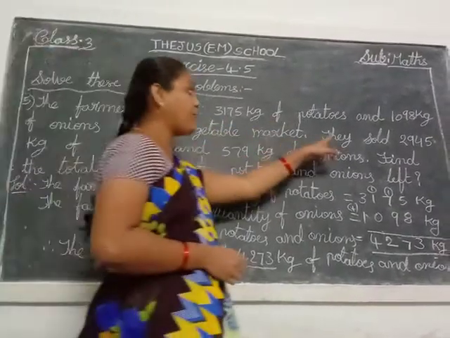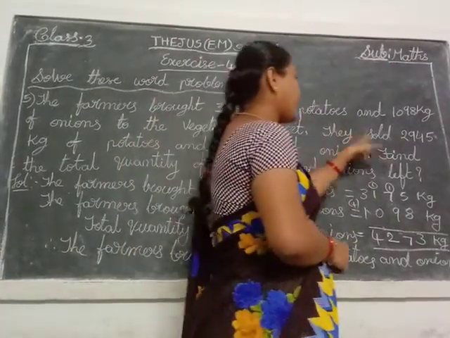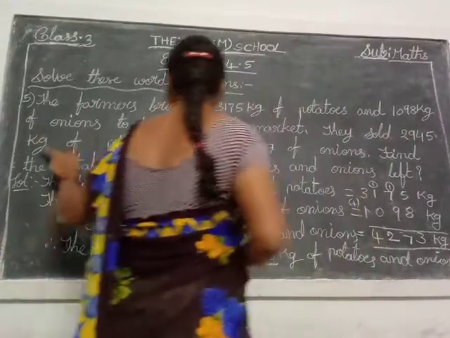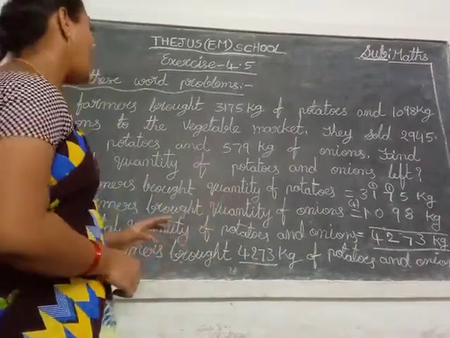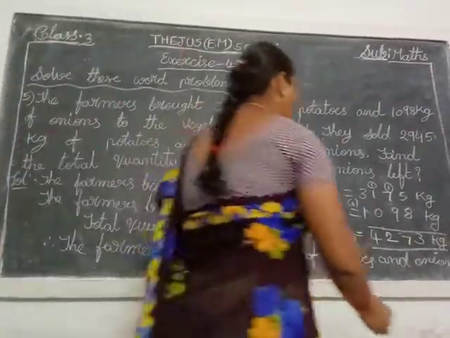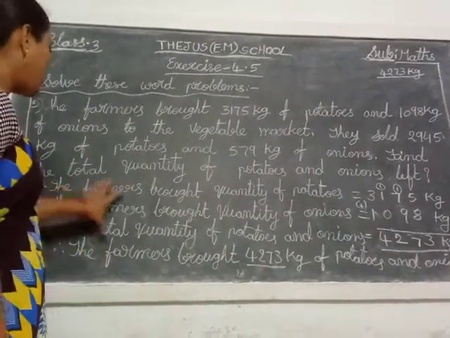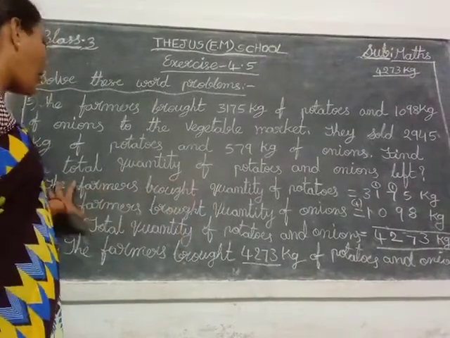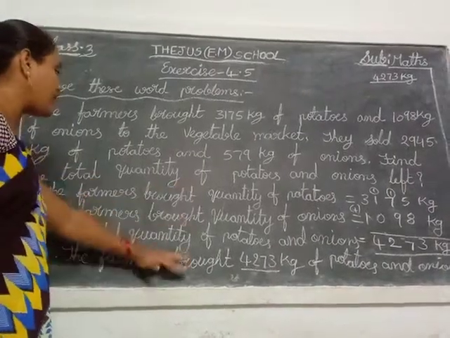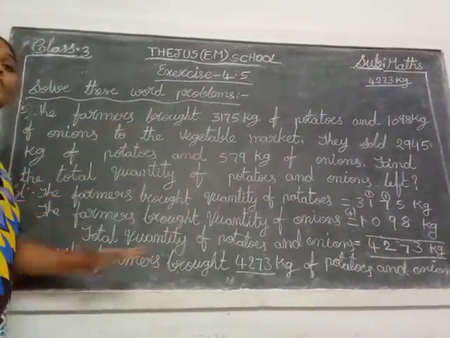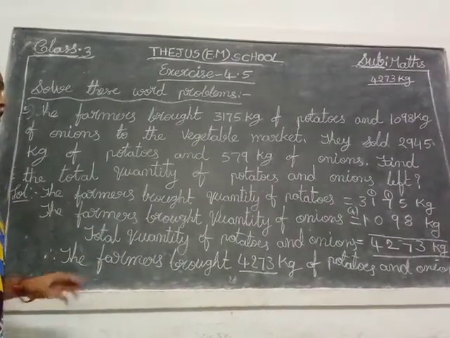Okay. Now next step, see. They sold. So brought and sold also every time. So they sold 2,945 kg of potatoes and 579 kg of onions. Okay. So here I erase the question, children. First note this part. Farmers brought only potatoes and onions. Note this part only. First answer, question and answer also note first. I erase this one first. Fast noting.